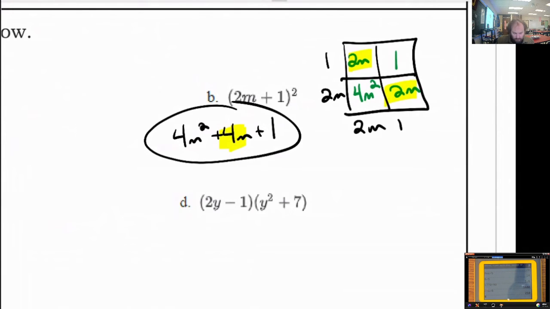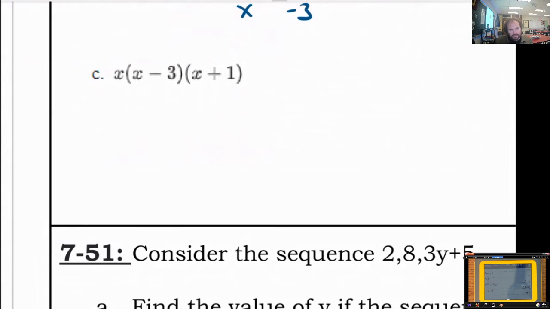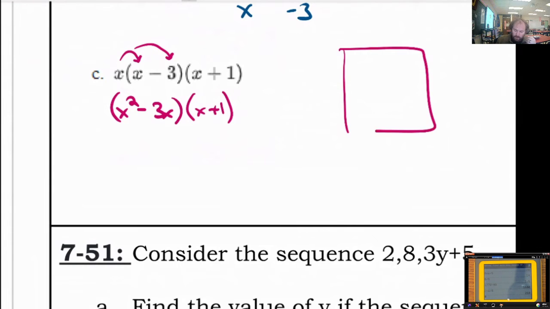Down below, we got a couple more. Now, maybe you're getting pretty good at this and you don't want to use the generic rectangle. That's fine. This question's kind of tricky, though. I would start by distributing this x in the front. I would call this x squared minus 3x. And, you know, you can skip the generic rectangle at this point. If you don't want to do it, you don't have to. I think it's a fantastic organizer, though.